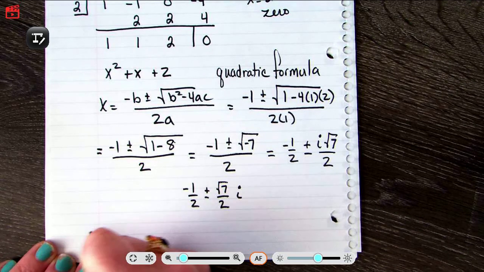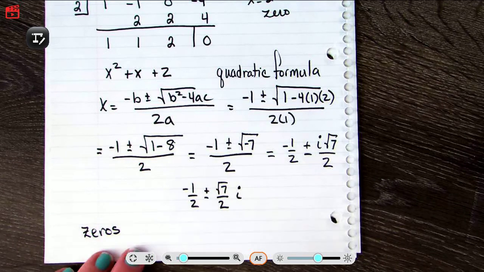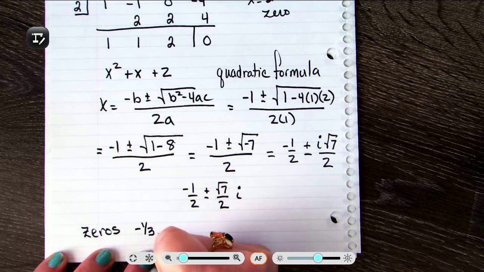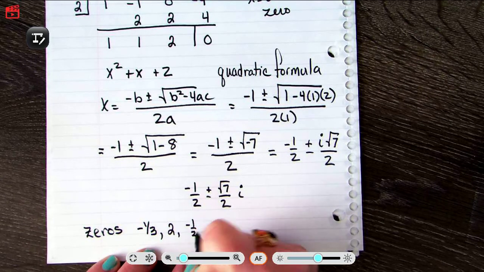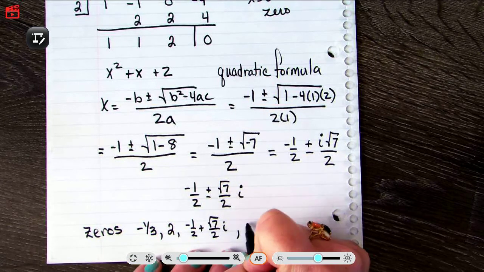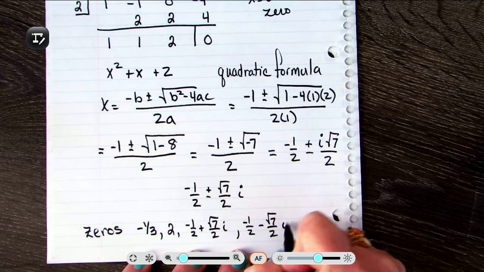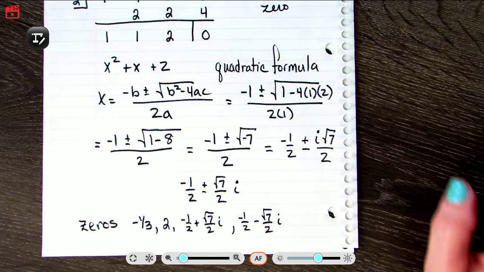So our zeros, just to kind of put them all together, we had a negative 1/3. We had the number 2. We have a negative 1/2 plus the square root of 7 over 2 i. And we have a negative 1 over 2 minus the square root of 7 over 2 i. And we have found all 4 of our zeros.